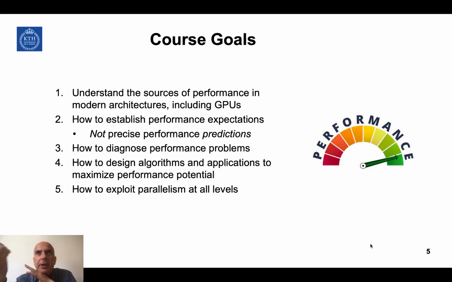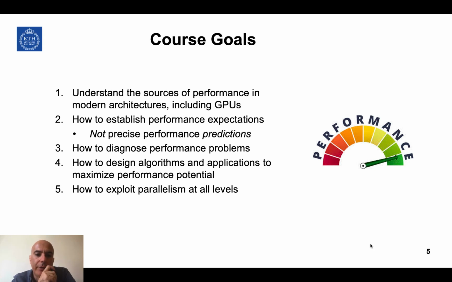Expectation is different from prediction. We are not going to talk about precise performance prediction, but instead basically have an estimate of where our performance is going to be, and especially have an understanding that the performance that we're achieving is what we are expected to get, and if not, what we can do to achieve that.